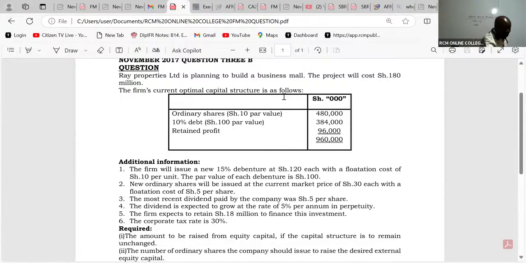So equity is how much? Equity I can see, because this is future borrowing, I'll be able to explain this better. Equity, we can see ordinary shares and we have retained profit. So please add both of them under equity. So we have 480,000 plus 96.